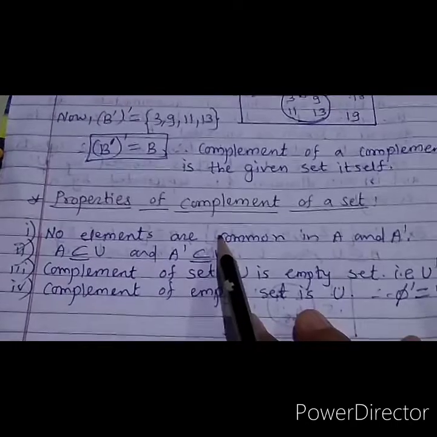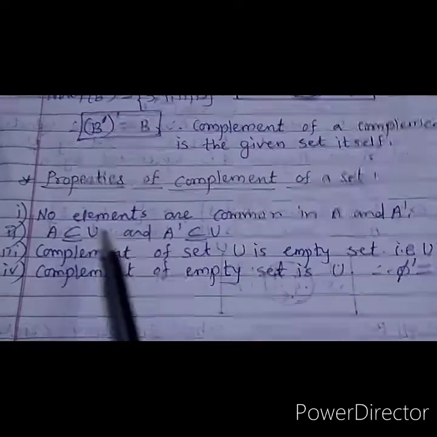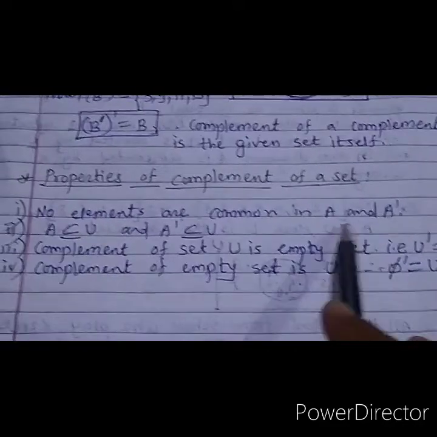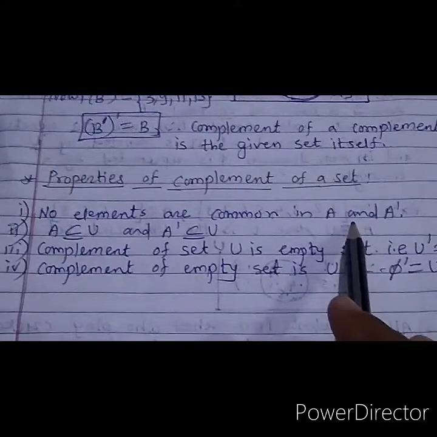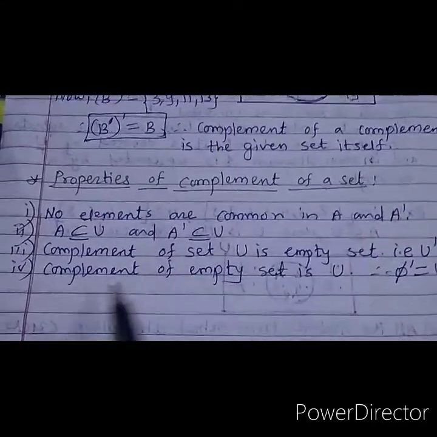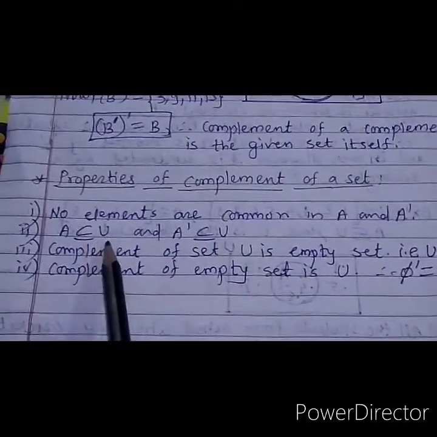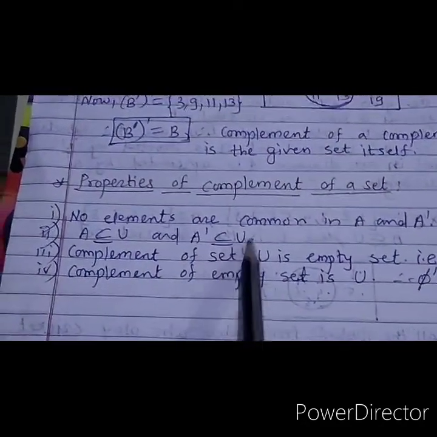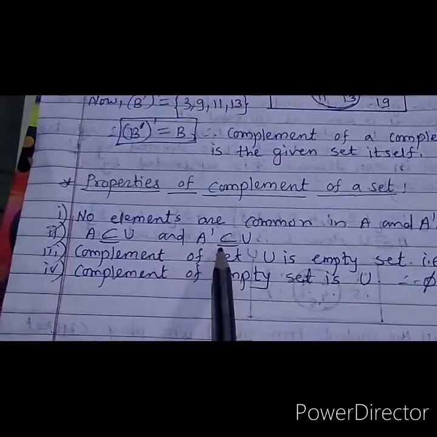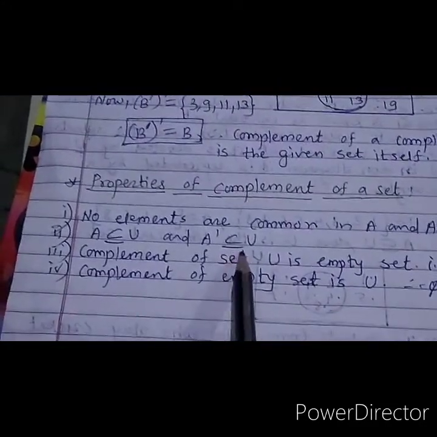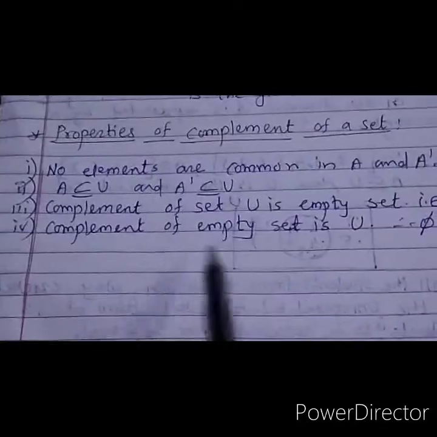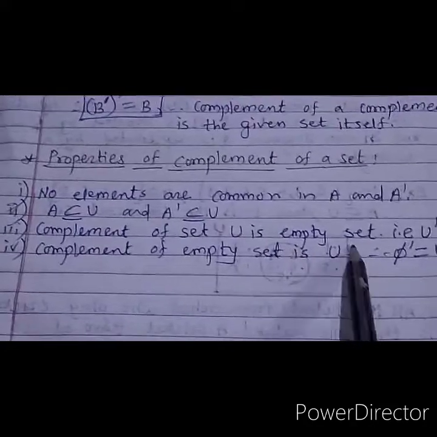Now let us see the next point, properties of complement of a set. Number 1, no elements are common in A and the complement of A. It means that in both the sets, the elements are different. Number 2, A is a subset of U and the complement of A is a subset of U. So both A and the complement of A are subsets of U, where U is the universal set.